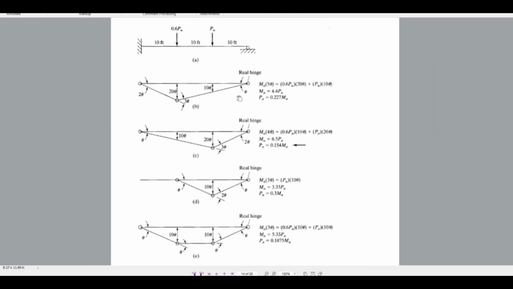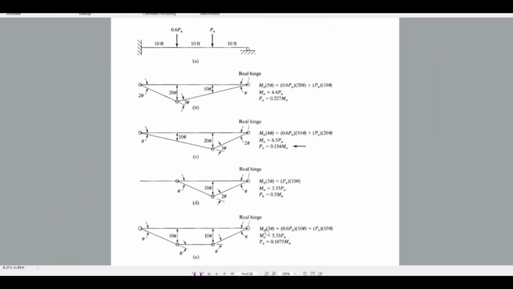So here Mp into 5 theta, 2 plus 3. This is real hinge, real hinge, real hinge. So wherever real hinge is there, we will not talk about that one. Like theta plus 3 theta is the internal load. Here internal load is this and this. Here internal load is 1, 2, 3. So internal load into Mn we have to consider. External load is 0.6 times Pn into 10 theta. This is 0.6 Pn 10 theta, this Pn 10 theta.